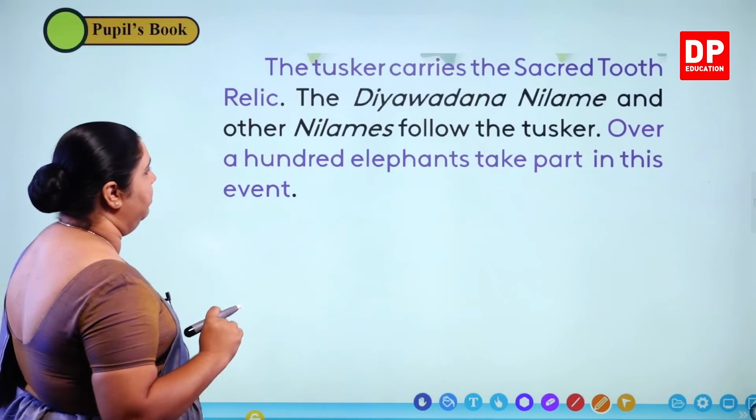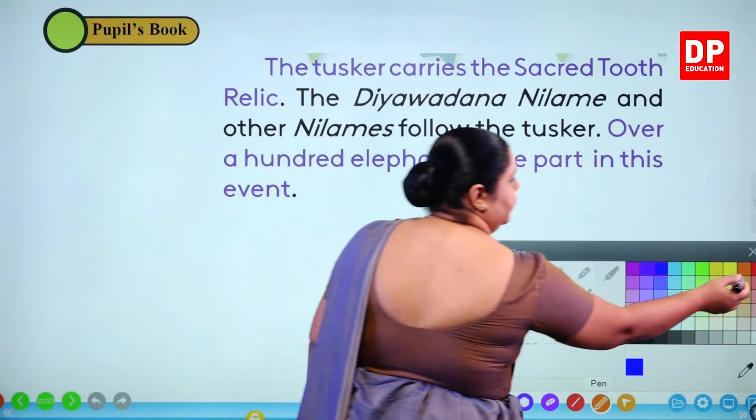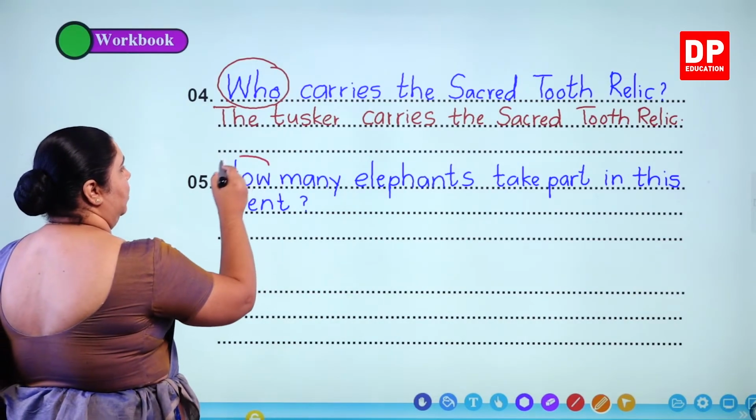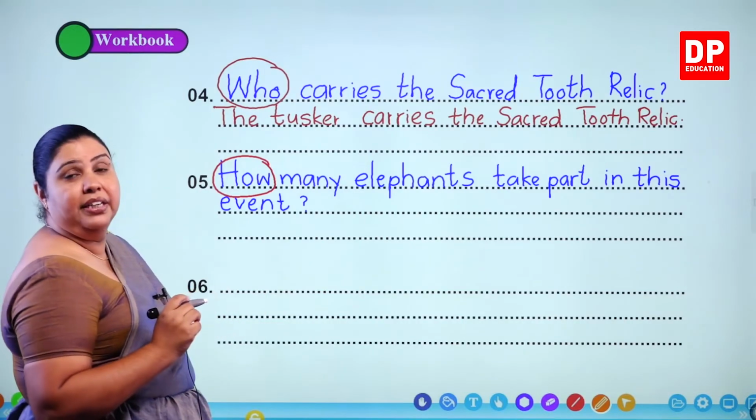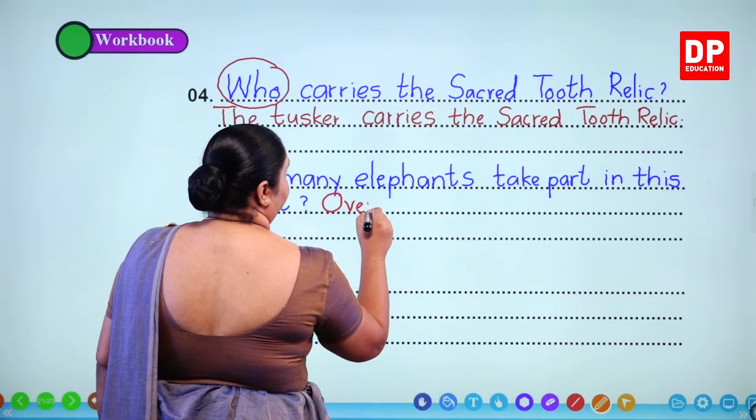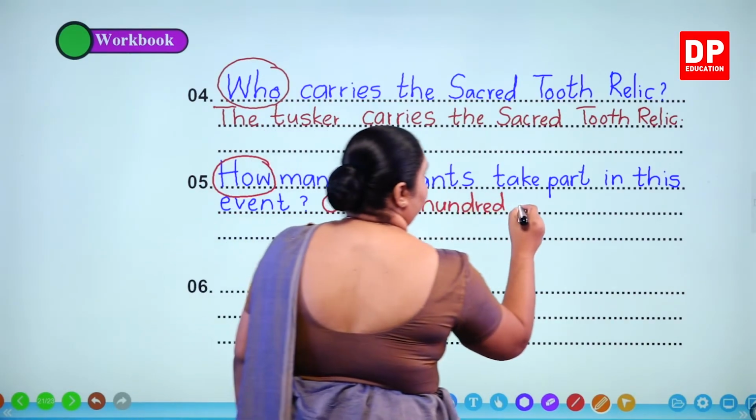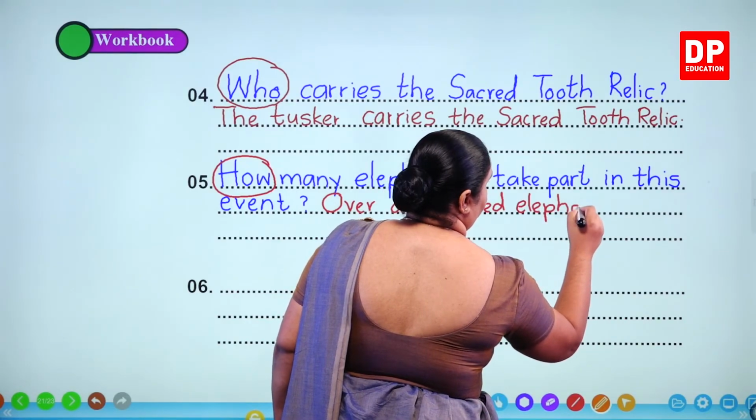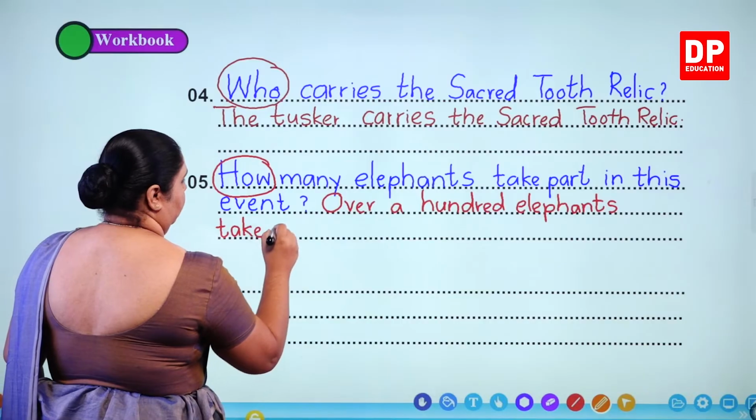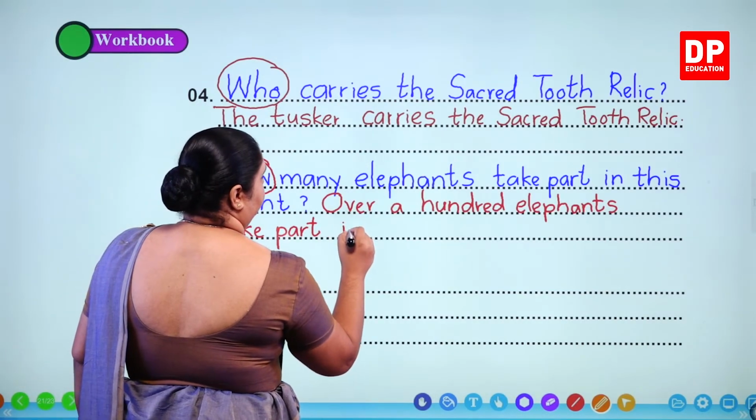Now what is the answer for this? Over 100 elephants take part in this event. That should be our answer. We have it in the purple sentence. So the answer should be, now the question, how many? Can you see the question word? How many elephants take part in this event? You have to give the answer. Over 100 elephants take part in this event.